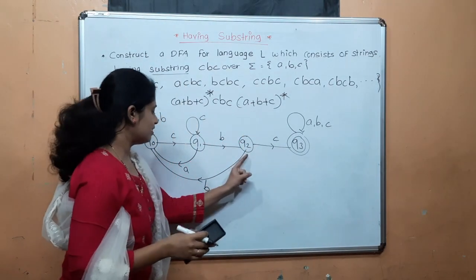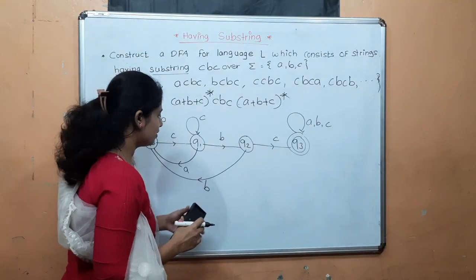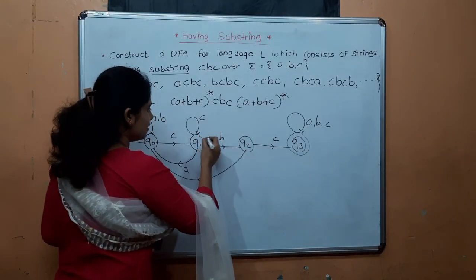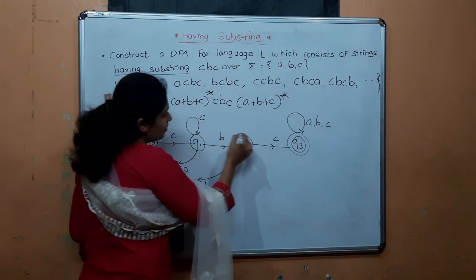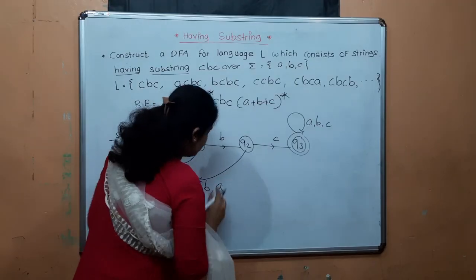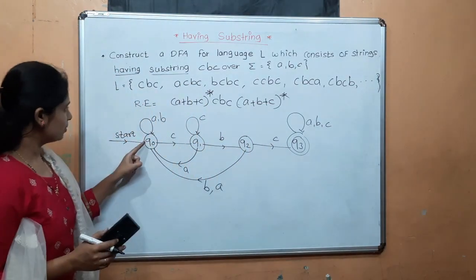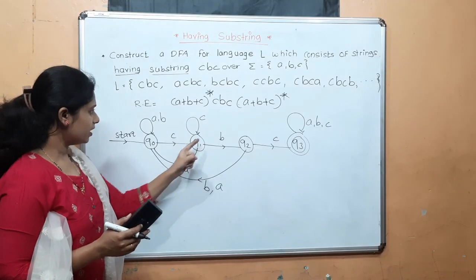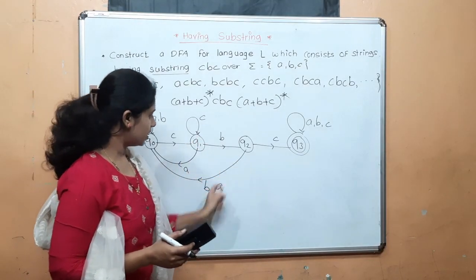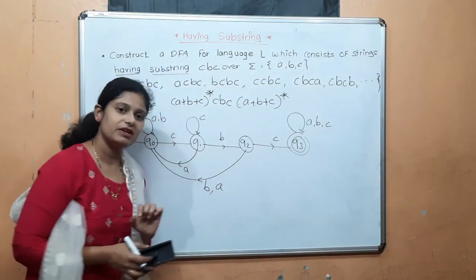Okay, now see here, if A will occur, then what can I do? I cannot give here A, it will become ABC. So here I can give A, C, B, C. Okay, now check Q0 ABC, Q1 A, B, C, Q2 A, B, C, Q3 A, B, C.